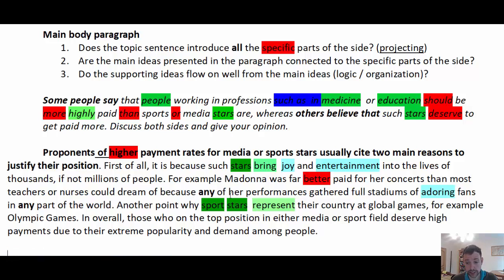Again, the examiner needs to keep an open mind. Maybe another person will say, oh yeah, of course, you represent your country. You have to get a lot of money for representing your country. Yeah.